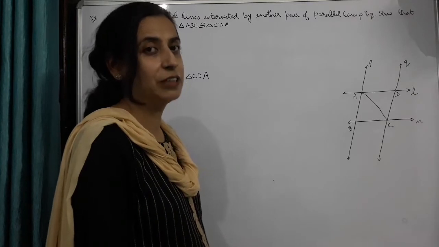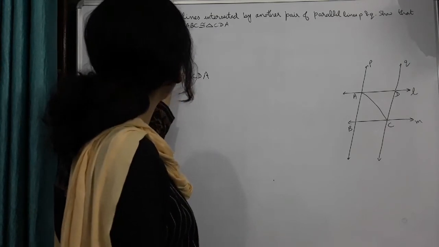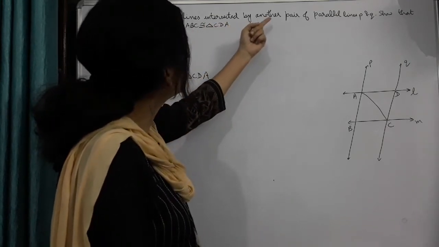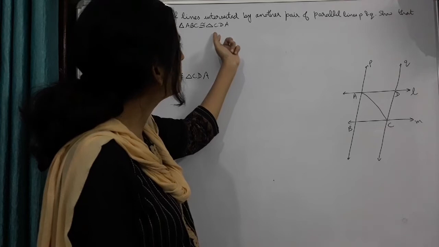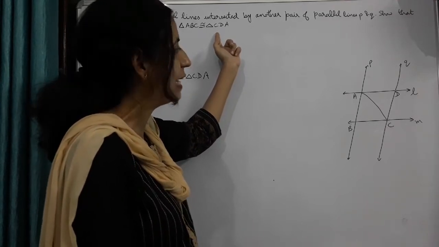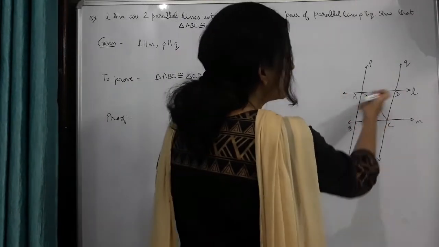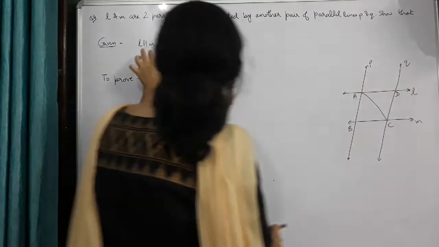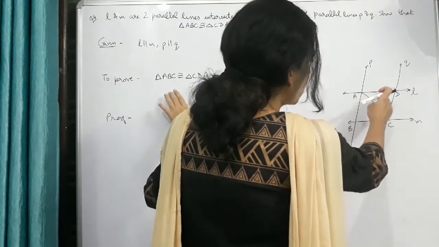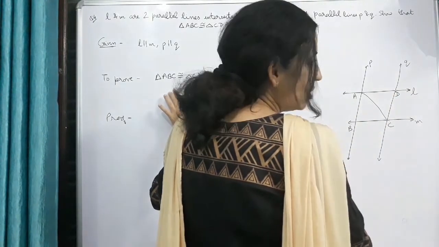Now let us start off with the next question. In this question they are saying L and M are two parallel lines intersected by another pair of parallel lines P and Q. Show that triangle ABC is congruent to triangle CDA. So this is the figure which is given to us. These are two parallel lines. L is parallel to M and P is parallel to Q. This is given to us. Now we have to prove that triangle ABC is congruent to triangle CDA. These two triangles are congruent to each other.